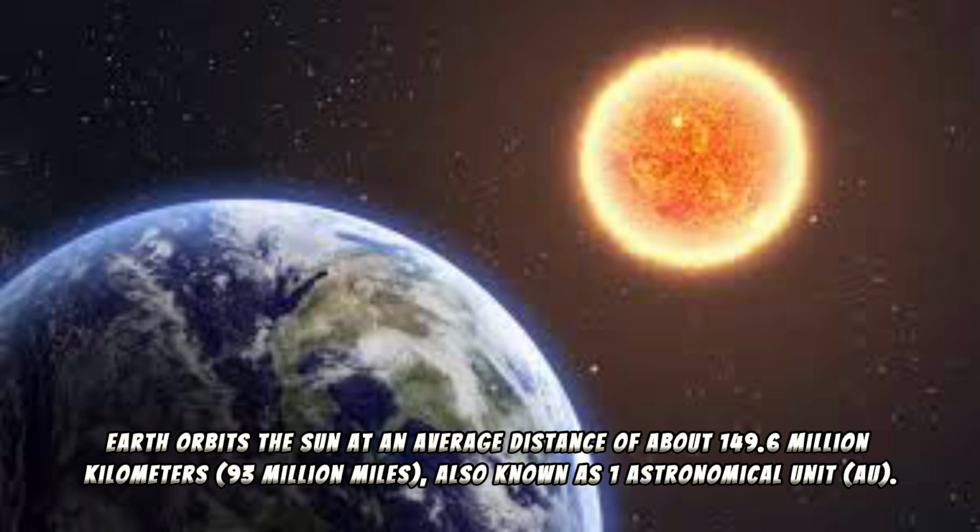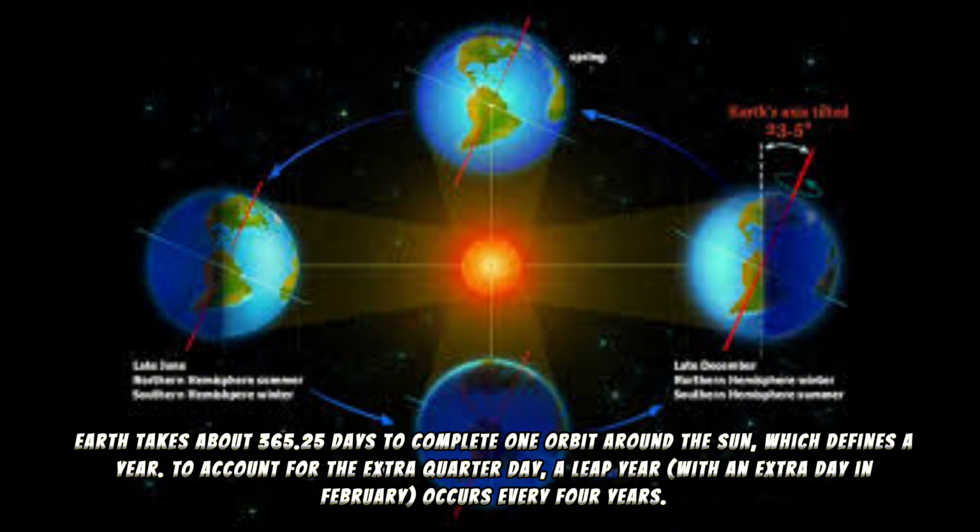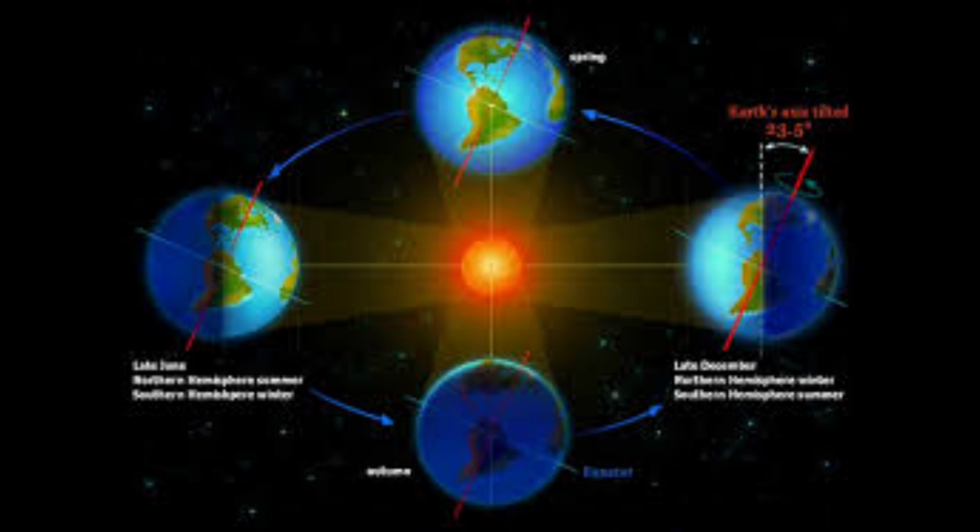Earth orbits the Sun at an average distance of about 149.6 million kilometers, 93 million miles, also known as 1 astronomical unit, AU. Earth takes about 365.25 days to complete one orbit around the Sun, which defines a year. To account for the extra quarter day, a leap year, with an extra day in February, occurs every 4 years.